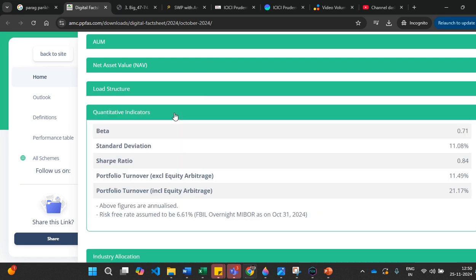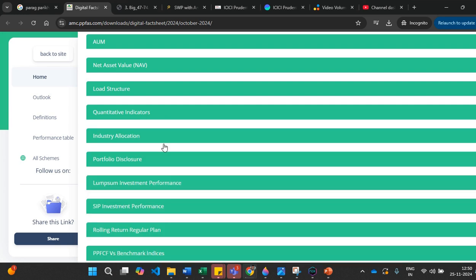Okay. And what are the indicators, right? I explained what is beta and all. So what is the beta number, what is the standard deviation, what is the Sharpe ratio, what is the portfolio, all the details will be displayed here. So you can compare with the slide I've shown, and you can also compare with different mutual funds and see how your mutual fund is performing with these numbers.